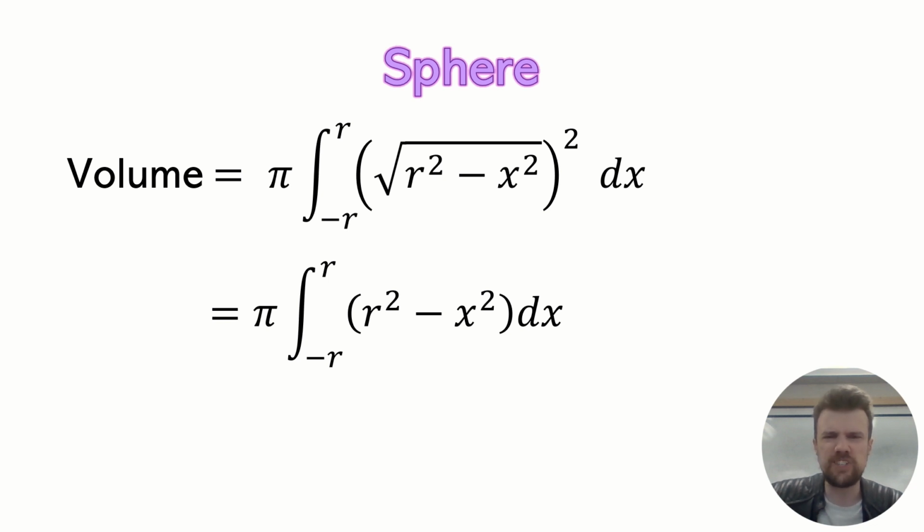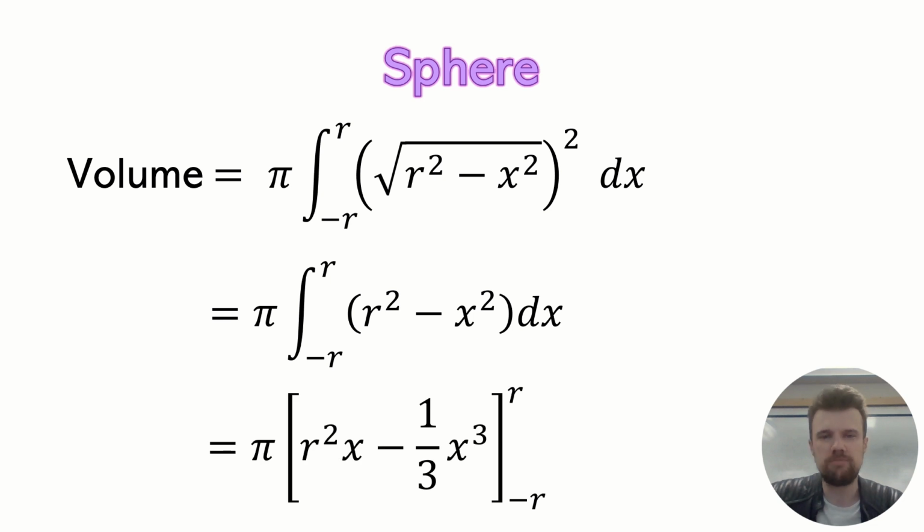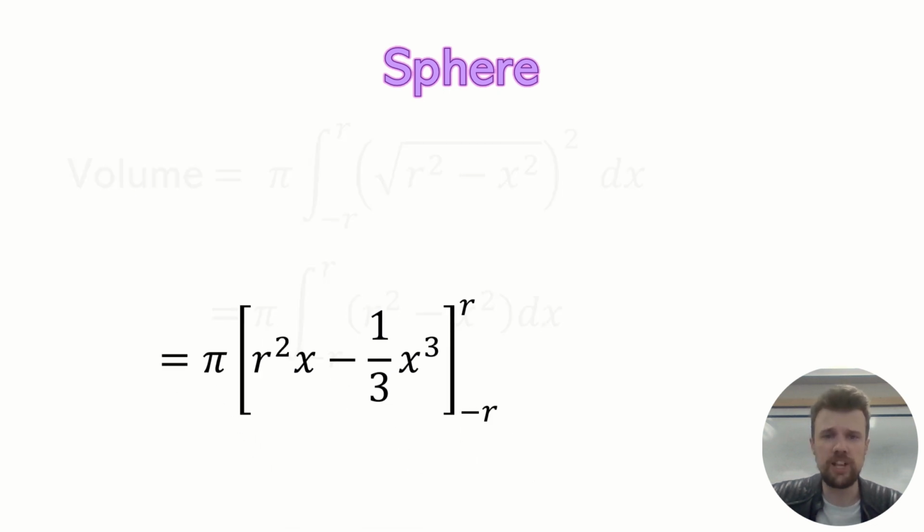r squared looks a bit scary, but r is just a constant for the purposes of this proof. So this is no different to integrating just 2. 2 would integrate to 2x, so therefore r squared would integrate to r squared x. And then the take away x squared will integrate to the classic minus 1/3 x cubed, the normal add 1 to the power, divide by the new power sort of trick. Then we can plug the limits in.